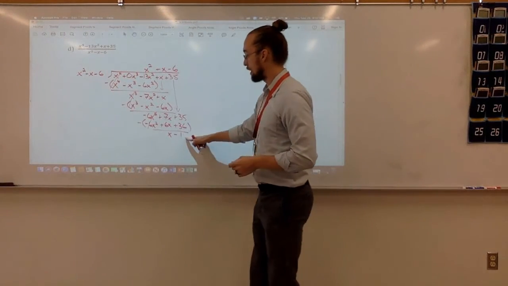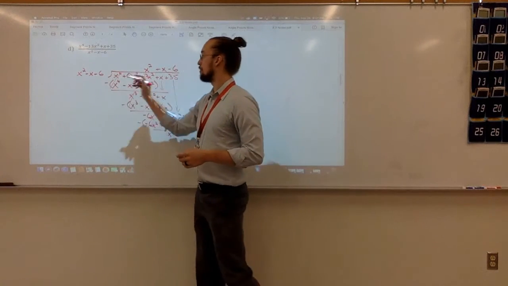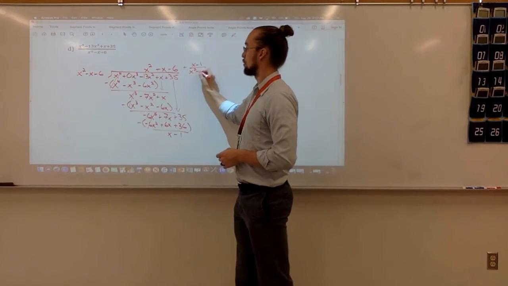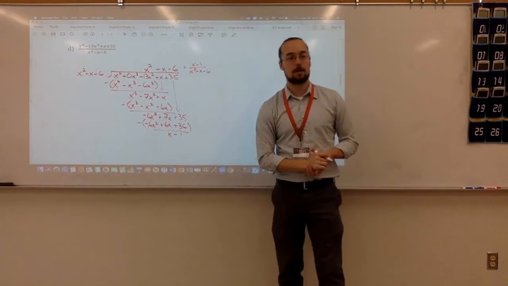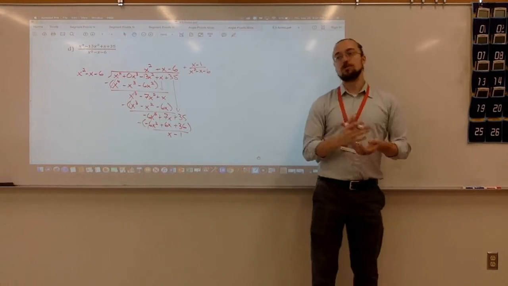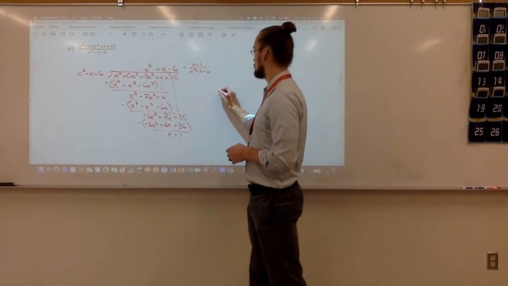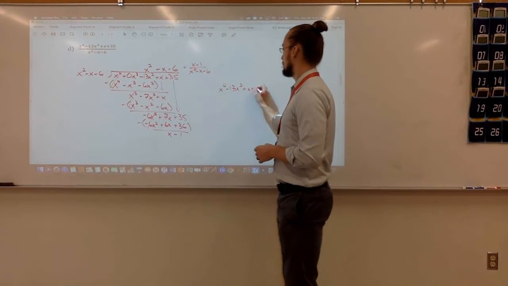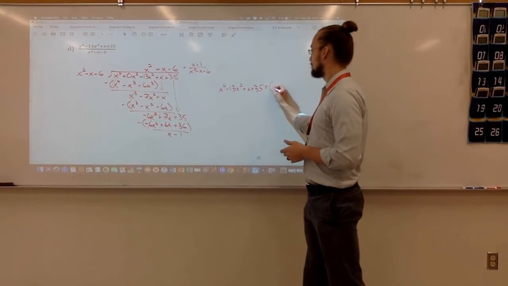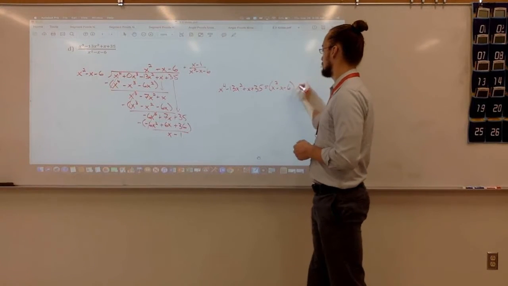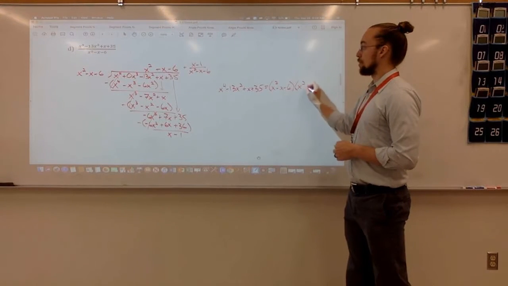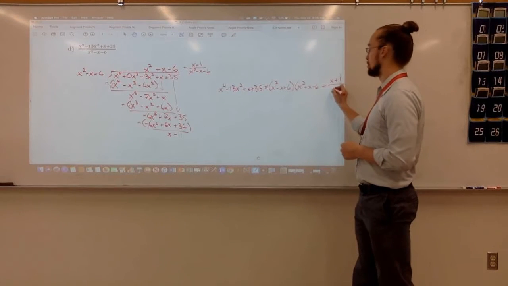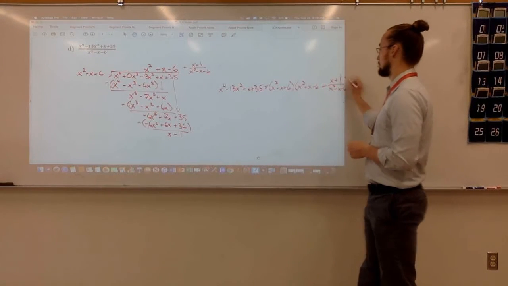So we take that remainder and put it over what we divided by. So plus x minus 1 over x squared minus x minus 6. What we just determined is that we can rewrite x to the fourth minus 13x squared plus x plus 35 as x squared minus x minus 6 times x squared plus x minus 6, plus x minus 1 over x squared minus x minus 6.